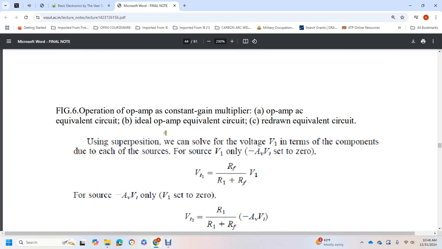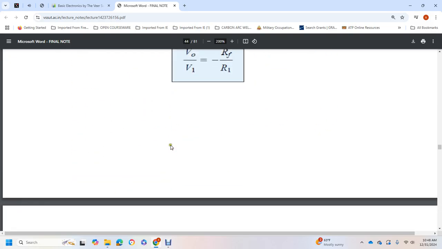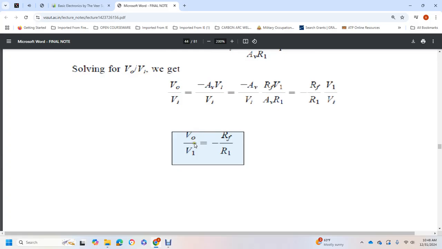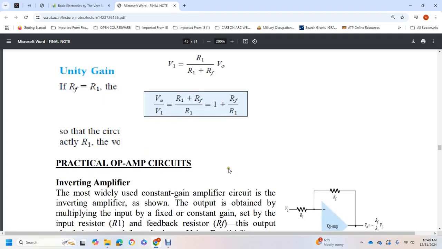Using superposition, we can solve for the voltage 1 terms, the component due to each source of the voltage 1 only, with the other sources set to zero. We then show that the output voltage over voltage 1 is equal to the negative of the feedback resistance over resistance 1. For the non-inverting unity gain case, the output voltage over voltage 1 is equal to resistance 1 plus feedback resistance over resistance 1, which equals 1 plus feedback resistance over resistance 1.